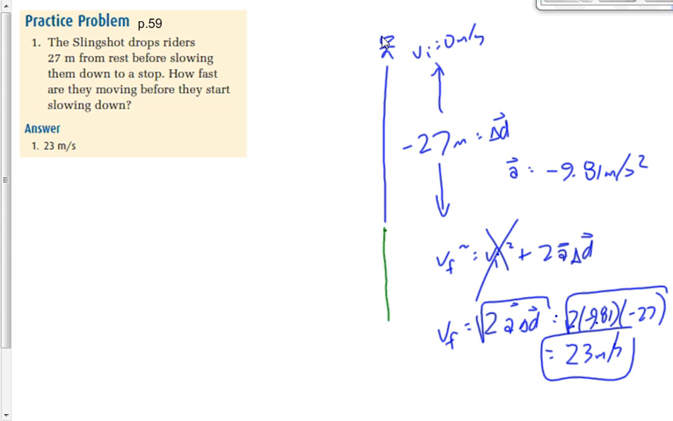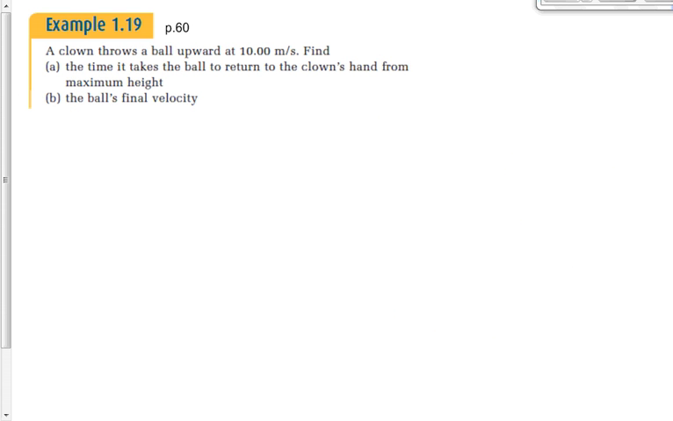Yeah, A wouldn't be 9.81. We don't know what it would be, but it wouldn't be negative 9.81. The F would be 0, by the way, right? It would start at 23 and then slow down to a stop. So that's all we have is VI and VF. All right. I got one more for you here.